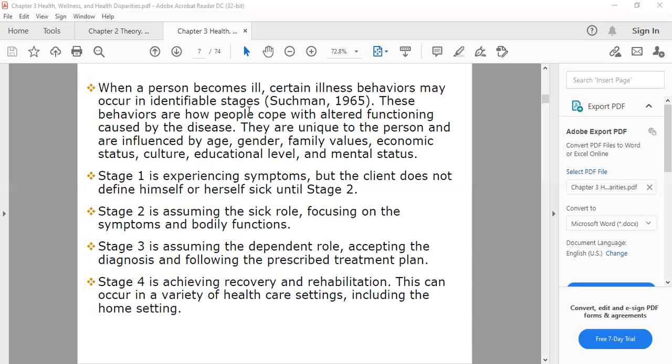All right, so stage 1, they might have cold symptoms, but they don't say that they're sick. In stage 2, they have the cold symptoms and they're calling the work and saying, oh, I'm sick, I can't come to work today. I'm too sick.